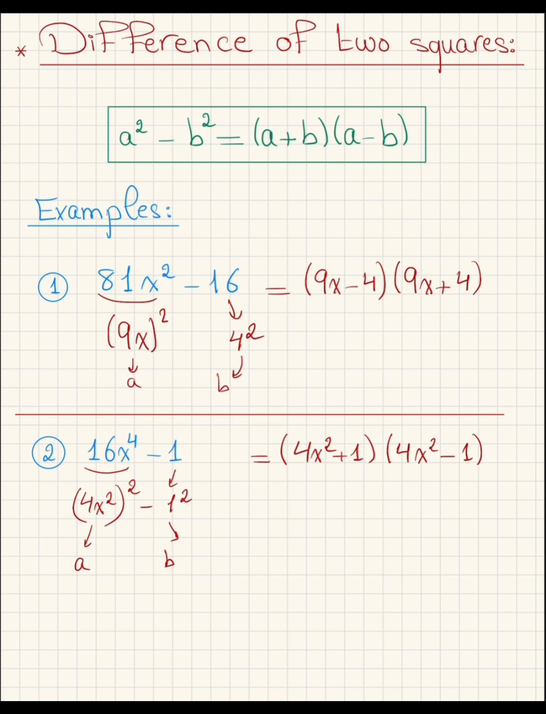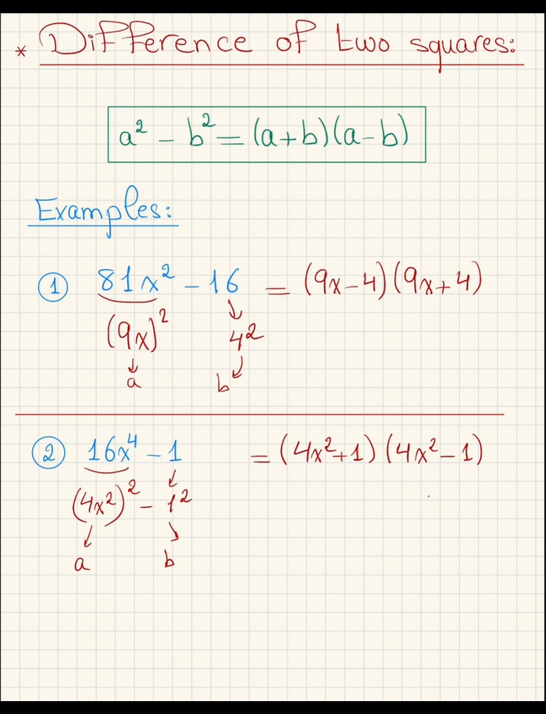Let us check. For the first factor, again, I ask myself, any common factor? No. Is it a difference of two squares? Again, no. There is a plus in the middle, so that's the final answer for the first factor. However, it is not the case for the second factor.